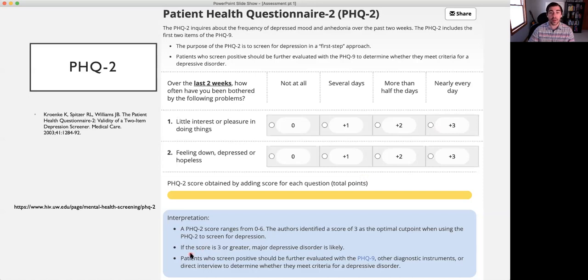And so what this measure says is that if you score 3 or greater, it means that you potentially have major depression. The way that it phrases it is that it's likely. And again, that's based on the research evidence, using that threshold of 3, that score of 3, as the marker for someone having depression versus not. And we'll talk a bit about that in just a minute with sensitivity and specificity.